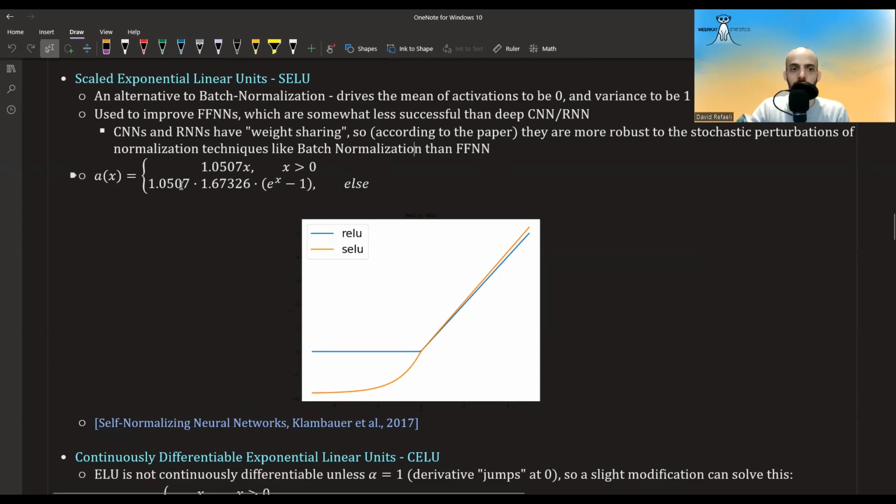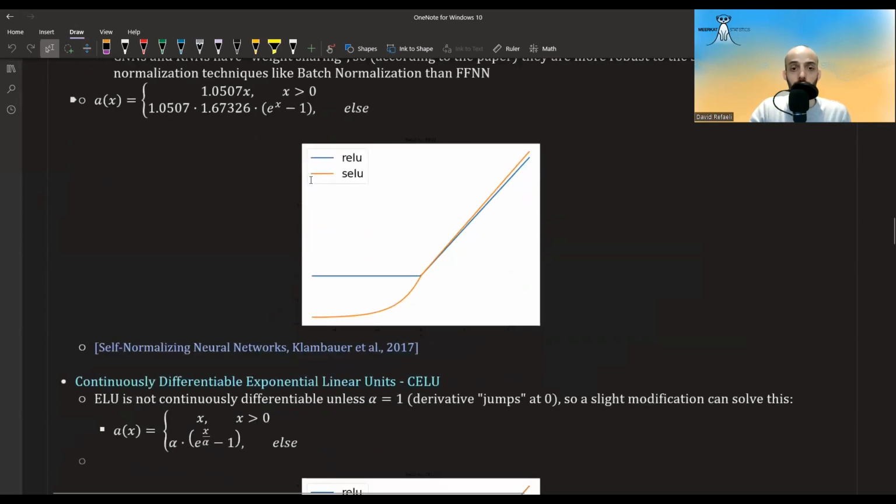The outputs are still more or less with mean 0 and variance 1. And you can go deeper with a feed-forward neural network using these SELUs. The title of the paper is Self-Normalizing Neural Networks because these activations kind of self-normalize. Instead of using batch normalization, you use these activations and you get that the outputs are normalized.